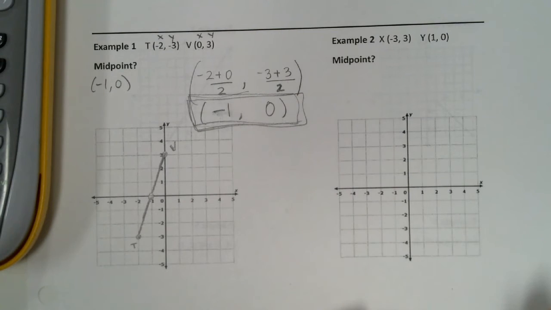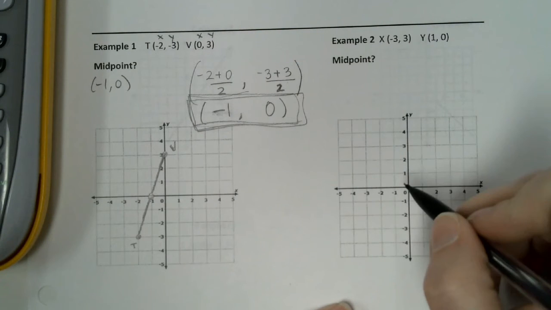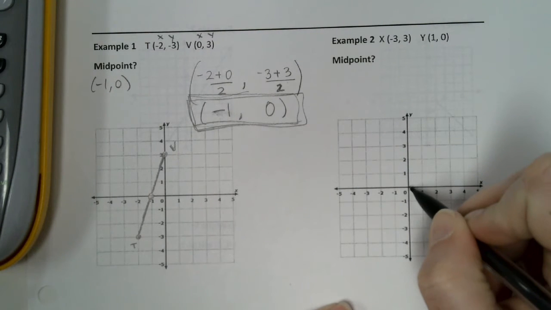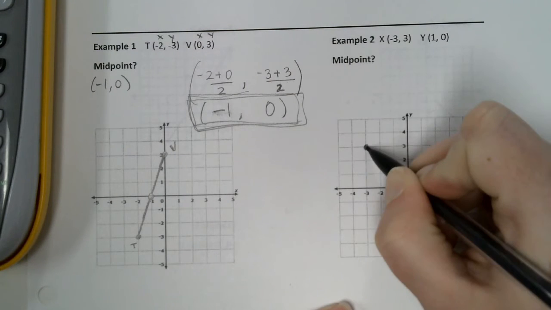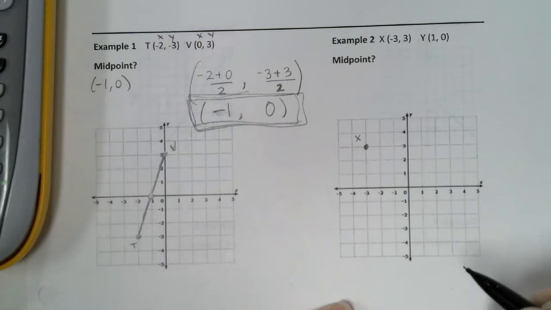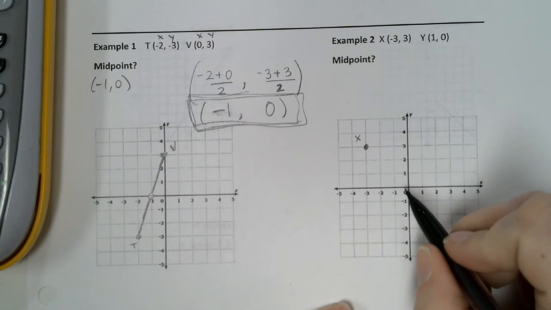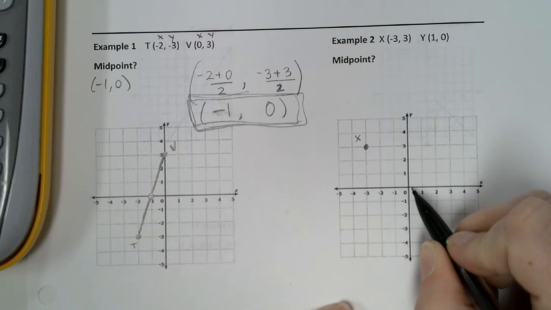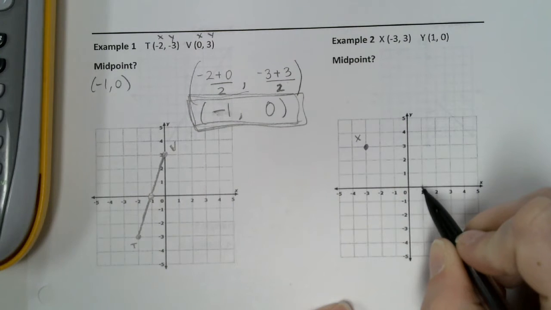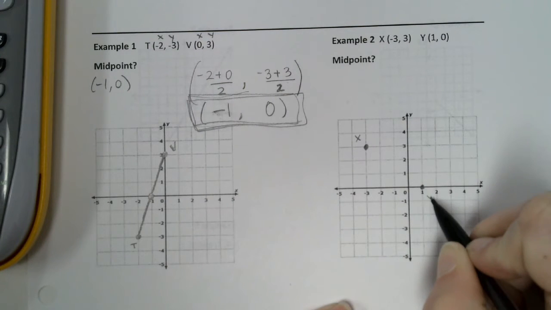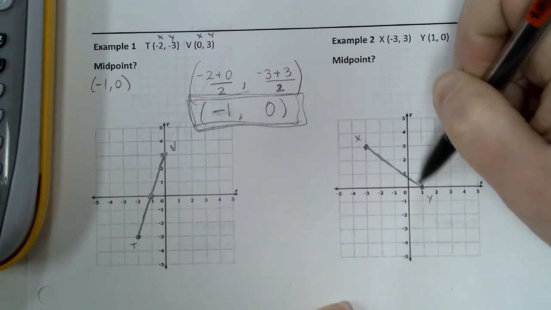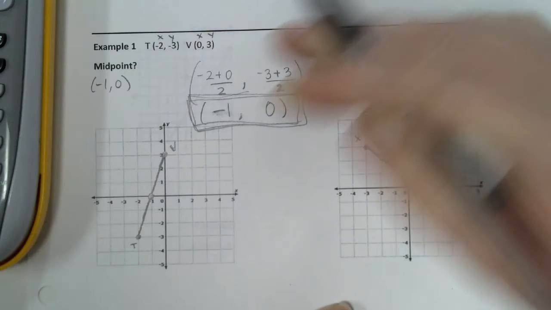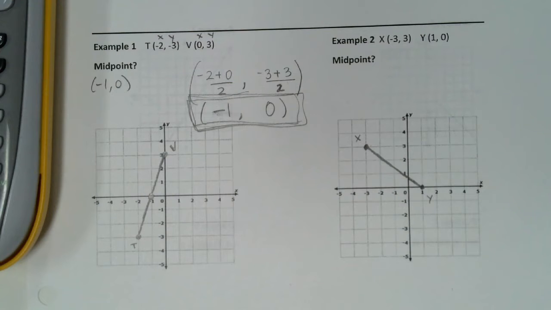First thing I want to do is I want to graph these points, x and y. So x is at negative 3, positive 3. We're going to go this way and then up. That is x. And then y is at 1, 0. That would be go over to 1 and then you go nowhere. So that is my y. Now you can draw a line if you want to. Doesn't really matter. I'm looking for the middle of that line, okay?